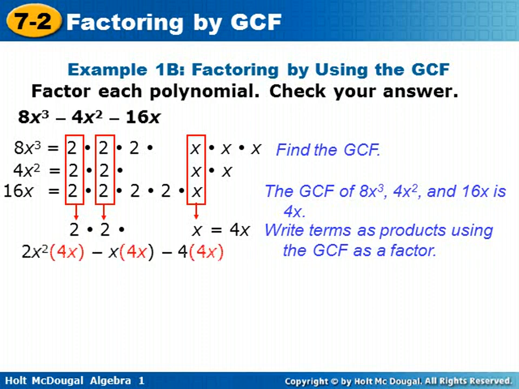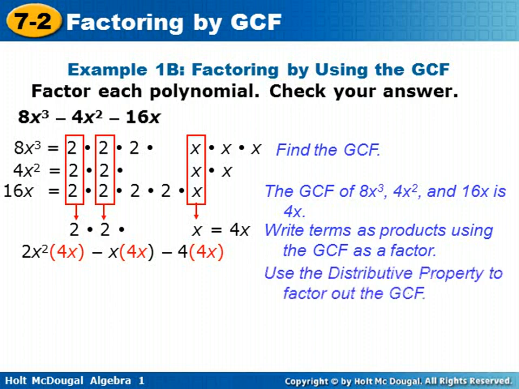We're going to write the terms as products using the greatest common factor. So 2x squared times 4x minus x times 4x minus 4 times 4x. We use the distributive property to factor out the greatest common factor: 4x, now to the outside of the parentheses, times (2x squared minus x minus 4).